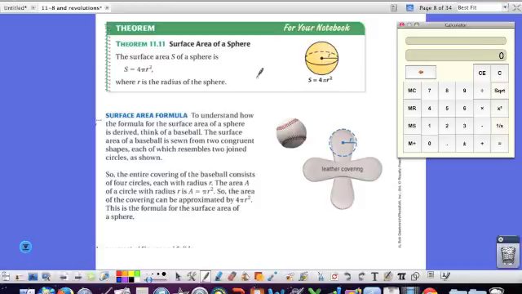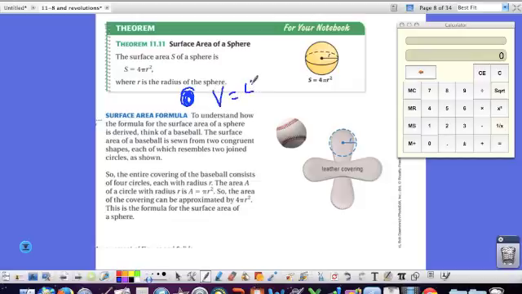So first off, we have theorem 11-11, which is the surface area of a sphere. The surface area of a sphere is 4 times pi r squared. Since we're dealing with surface area, our radius is squared because it's a two-dimensional representation.